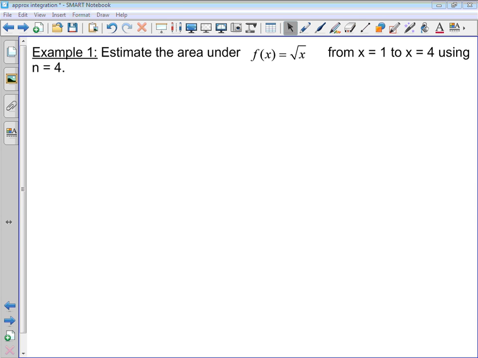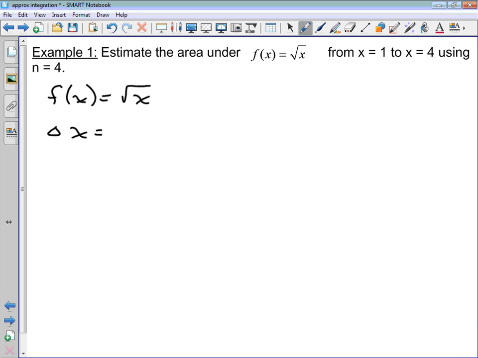So, in example 1, we are asked to estimate the area under the function f of x equals root x from x equals 1 to x equals 4 using n equals 4. So n again is our number of intervals. So we've got our function f of x equals root x. We need to know how big our intervals are going to be.